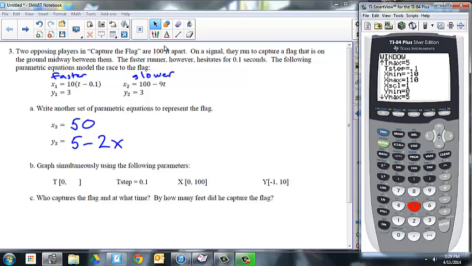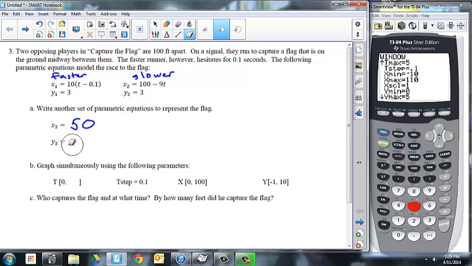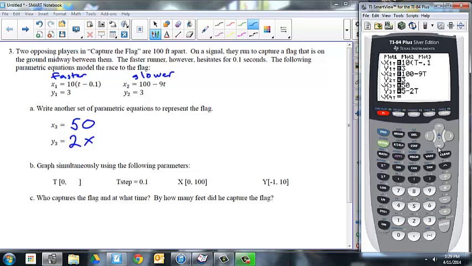I could have easily just done something simpler. As a matter of fact, I'm going to change that now, because the more I think about that, the less I like it. I'm just going to make that a basic 2x instead of 5 minus 2x. There's really no reason for that kind of silliness in this lesson. All right, so 2x. I'm going to go back and change that y3 as well.